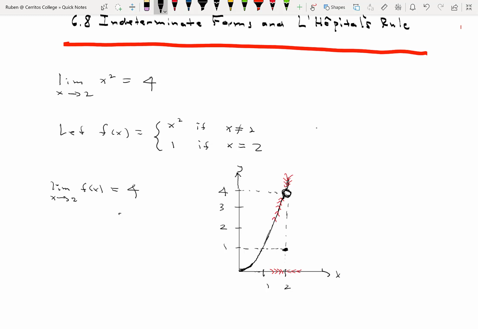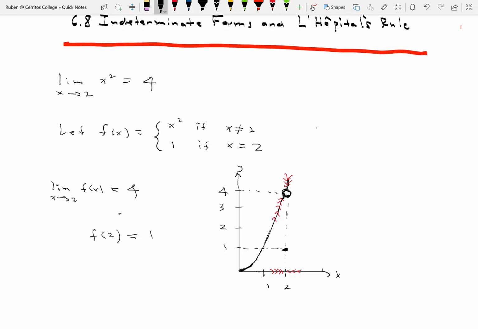Okay, so follow-up question before we move on. What's f of 2? f of 2 is 1. f of 2 and the limit as x approaches 2 are absolute opposites of one another in terms of what's being asked for. f of 2 concerns itself only with the y value at x equals 2.